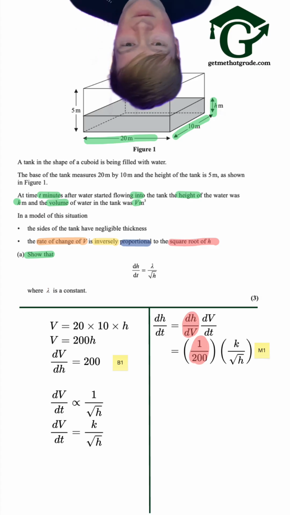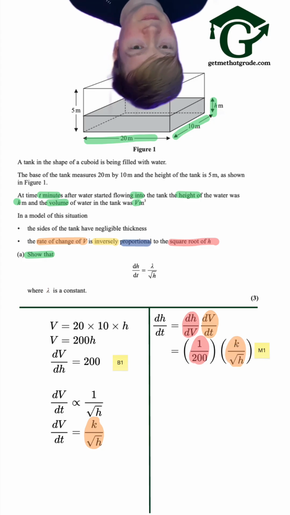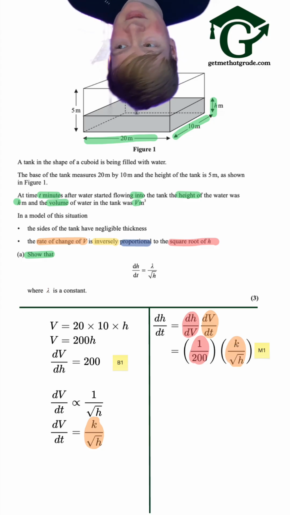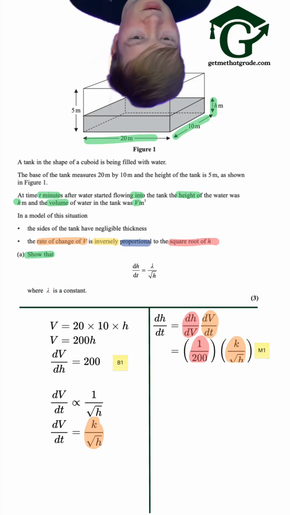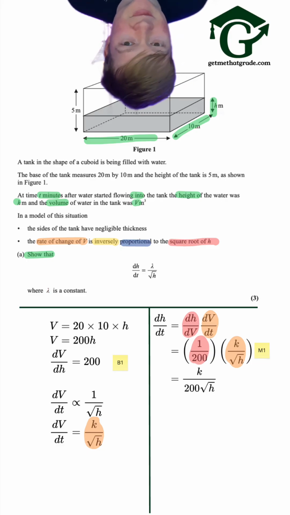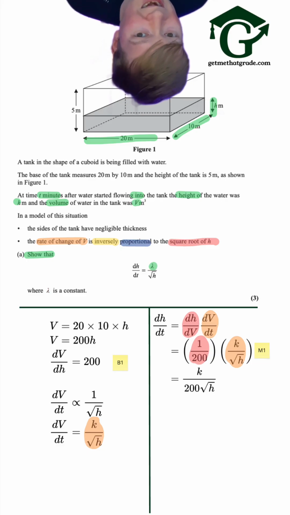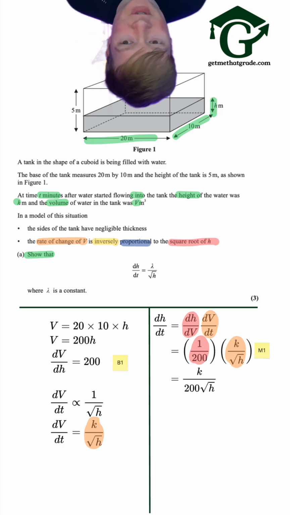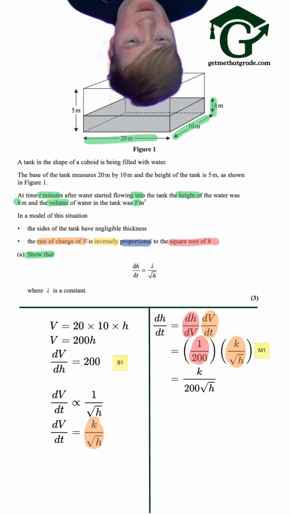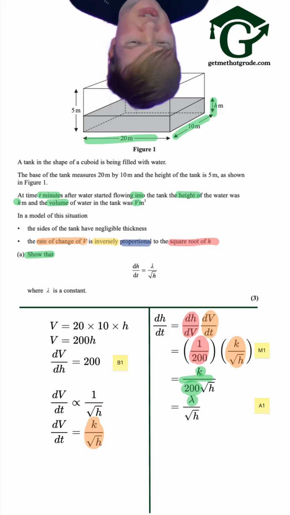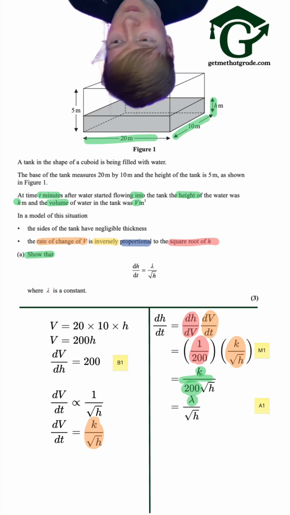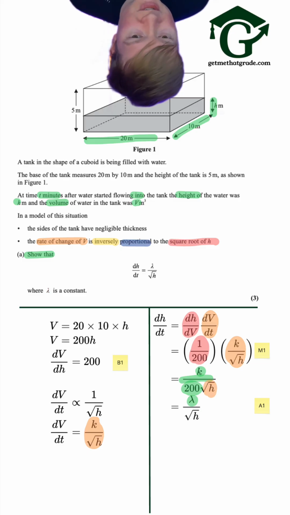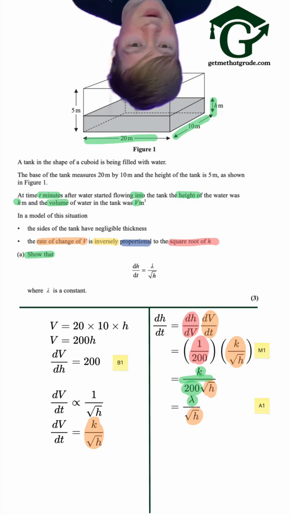And what about dV by dt? Well, we worked that out here. That's k over root h. If we multiply those two things, we get our method mark. And we can simplify this. Look at what we're aiming for. We want lambda on the top and root h on the bottom, where lambda is a constant. Where are our constants here? Well, we've got k over 200. Let's just call that lambda. And what are we left with? Well, the root h is going to be on the bottom. That gets us our final mark.